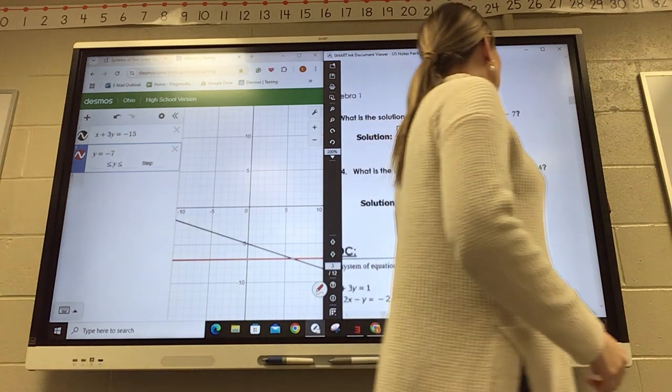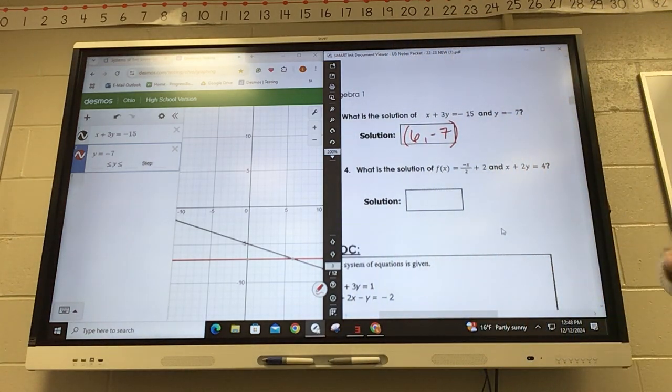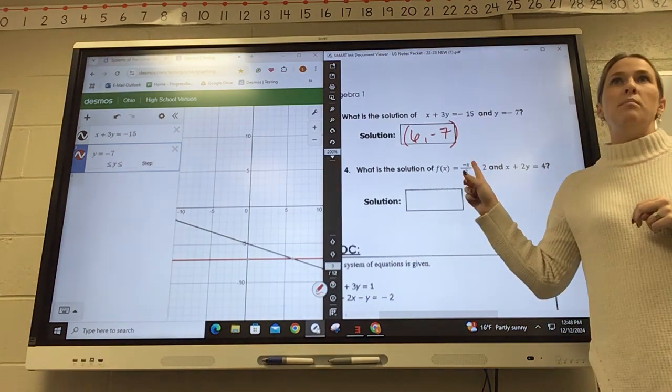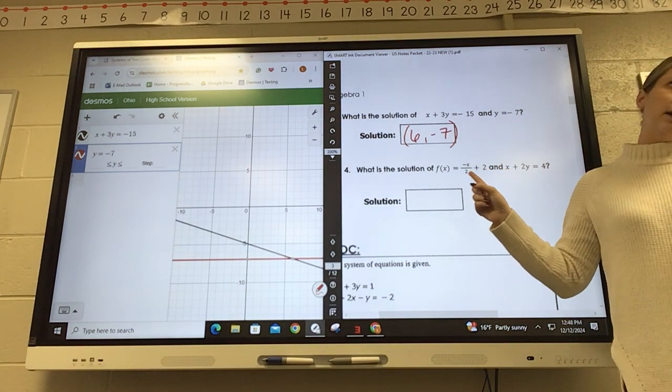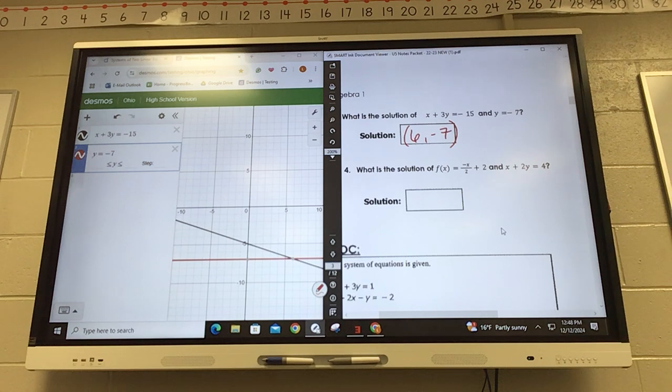All right, do number 4. Number 4 has an f of x and a fraction. Who cares? It's still an equation, and Desmos is going to graph it for you. The only thing is, with the fraction, make sure you come out of the fraction to do the +2. Do not leave it in your denominator, otherwise it will not give you the same thing. So it must look exactly as it looks on your paper.